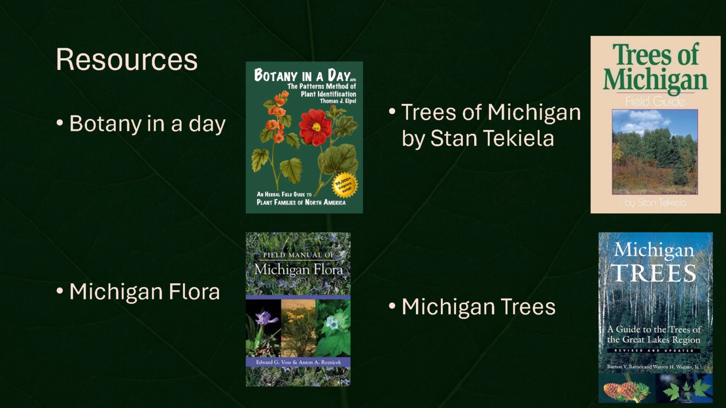And for a more advanced resource that I recommend, it's called the Field Manual of Michigan Flora. This was published by U of M, and it's a pretty comprehensive guide. It's about 1,000 pages of just botanical information and identification. And it's designed for people who already know some botany. But once you reach that point, it's extremely useful and it's pretty much the best of the best.